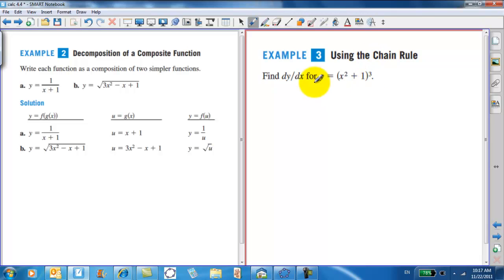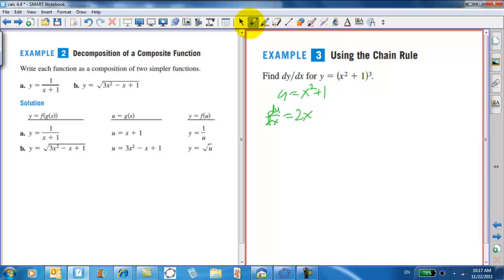Now use the chain rule. Here's a good example of an inner function. u equals x squared plus 1. That's our inner function. And the derivative of u with respect to x then is just plain old 2x. So you don't have to write that down. I was just helping to illustrate what the inner function is.